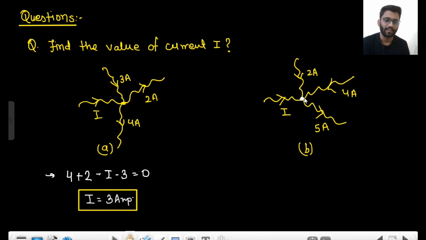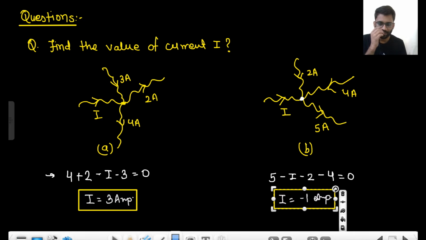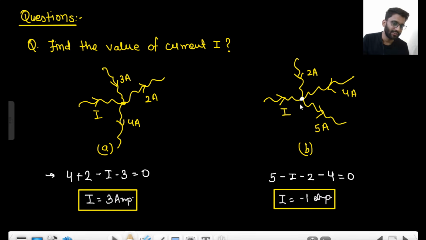Now let's solve this question. Incoming current as negative and outgoing current as positive. So the only outgoing current is 5, and incoming currents are I, 2 ampere and 4 ampere. So I is coming out to be minus 1 ampere. What do you understand by this? I is minus 1 ampere. The direction shown is this, but in reality 1 ampere current is flowing in the opposite direction.